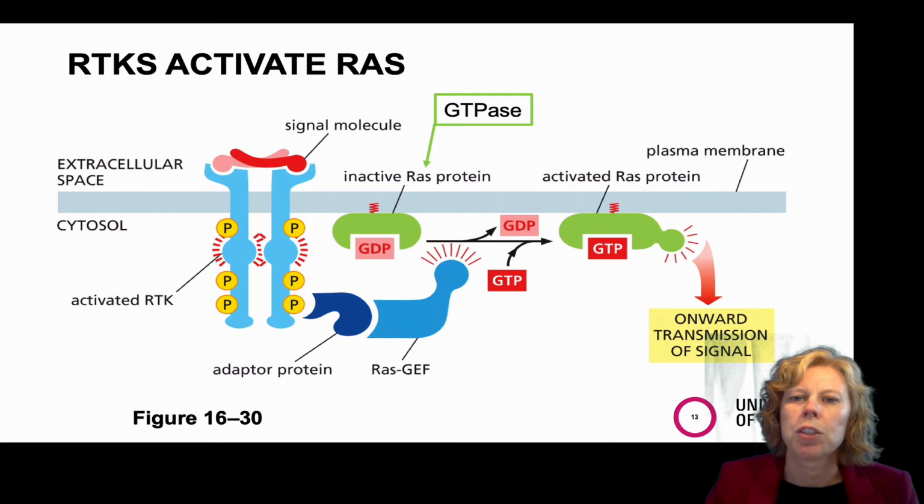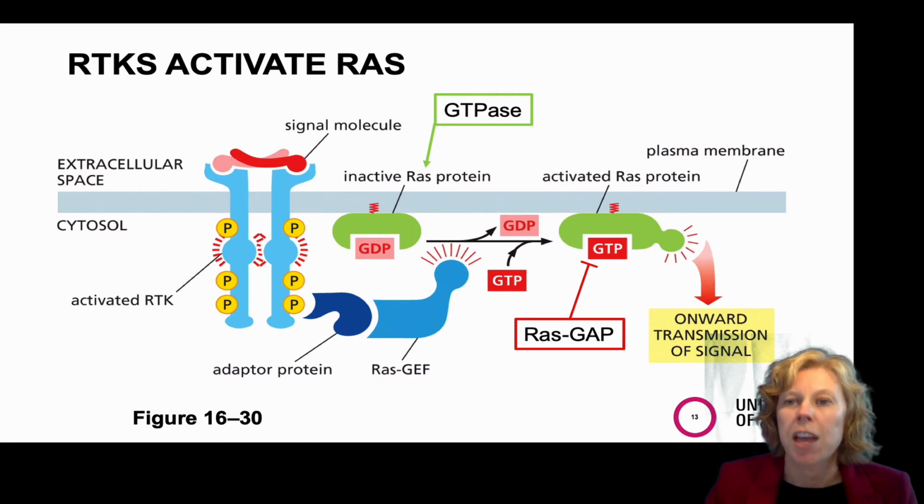In contrast to the trimeric G proteins that we've discussed before, RAS is a member of a large family of small GTP-binding proteins called monomeric GTPases. After a delay, RAS is switched off by RAS-GAP, GTPase activating protein, which promotes hydrolysis of the RAS-bound GTP to GDP.